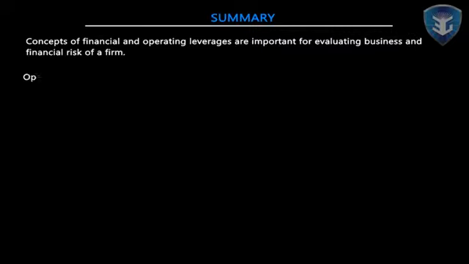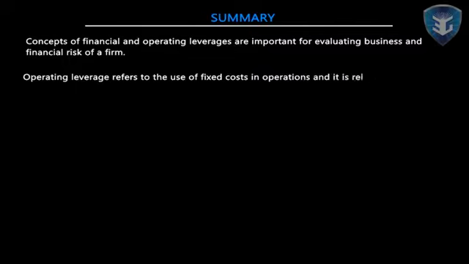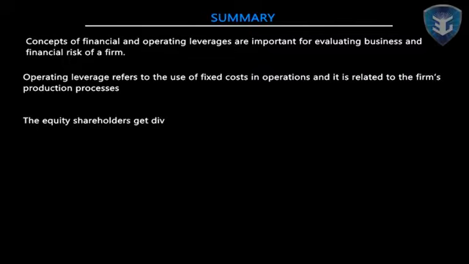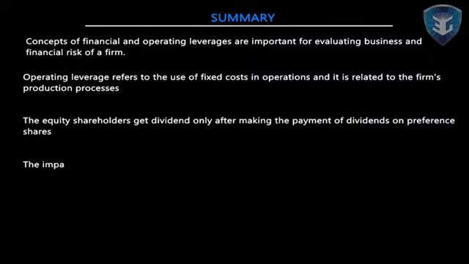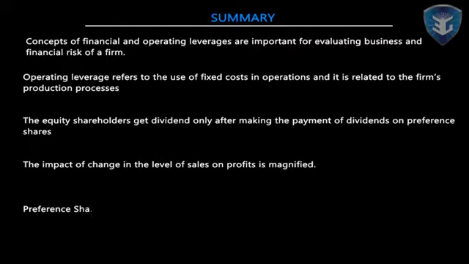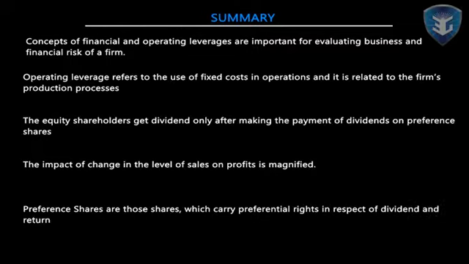Now in the end, let us summarize what we have learned in this lecture. Concepts of financial and operating leverages are important for evaluating business and financial risk of a firm. Operating leverage refers to the use of fixed costs in operations and it is related to the firm's production processes. The equity shareholders get dividend only after making the payment of dividends on preference shares. The impact of the change in the level of sales on profits is magnified. Preference shares are those shares which carry preferential rights in respect of dividend and return of capital.